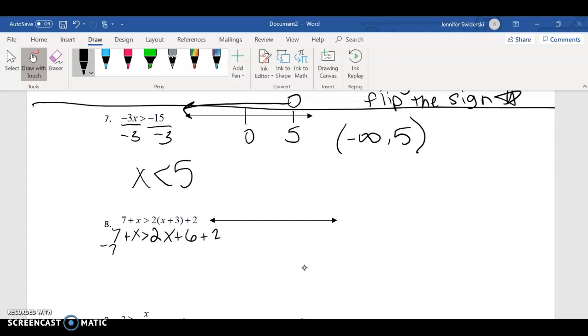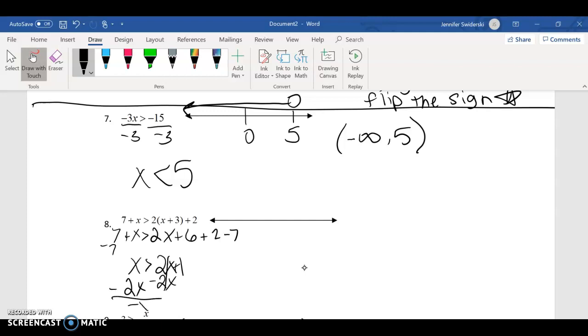I'm going to subtract 7 on both sides. All right, so now I have x is greater than 6 plus 2 is 8 minus 7 is 1. x is greater than 2x plus 1. Well, I'm going to go ahead and subtract 2x. Again, there's multiple ways you can do this.